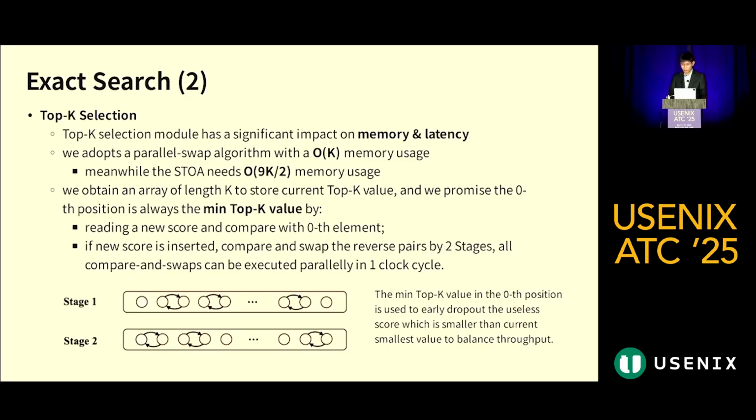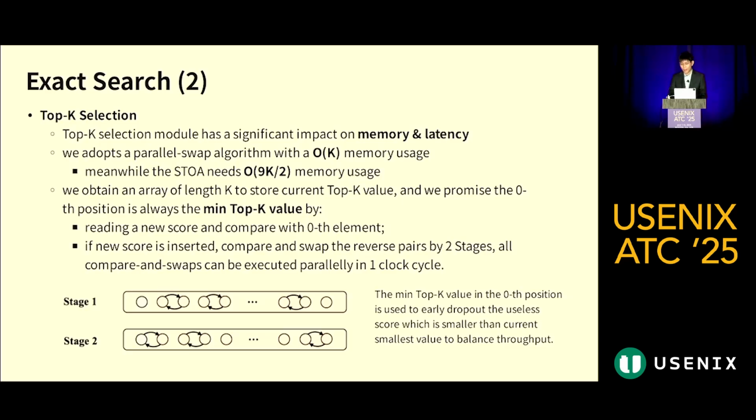And here's how it works. SNARY maintains an array of size k, and the zeroth position in this array holds the smallest value among the top k values. For each new score, SNARY compares it with the value in the zeroth position. If the new score is larger, SNARY replaces the value in the zeroth position and then runs 2 parallel compare and swap operations to reorder the array, all in one cycle.